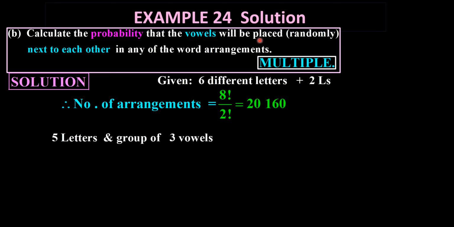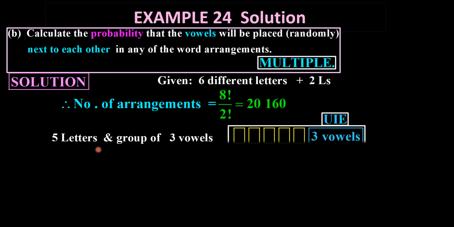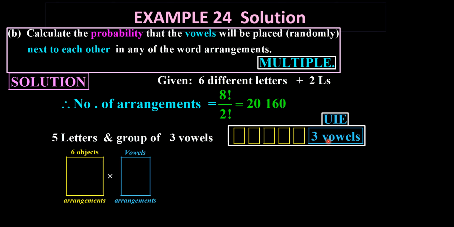Now here we want the vowels together, and you can see there are 3 vowels. Those are the vowels U, I, and E. So if there's 3 and there were 8, we've got 5 letters there, right? And of those 5 letters, 2 of them are still L's. So in other words, those are my 5 letters, and I have my 3 vowels. I've got 5 plus the group of vowels, so there are 6 objects that need to be arranged, right? Those vowels always stay together. So it's 6 objects with the vowels.